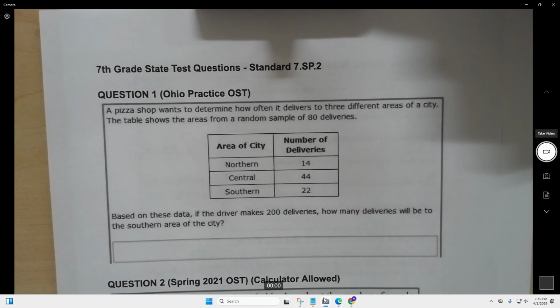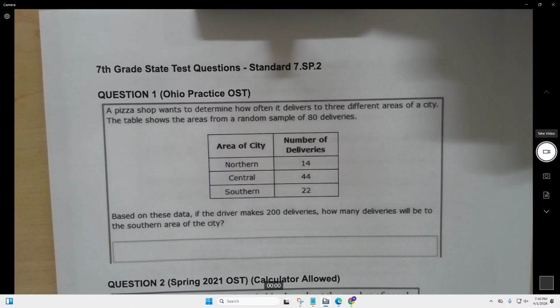Alright, question 1. A pizza shop wants to determine how often it delivers to 3 different areas of a city. The table shows the areas from a random sample of 80 deliveries. Based on this data, if the driver makes 200 deliveries, how many deliveries will be to the southern area of the city?